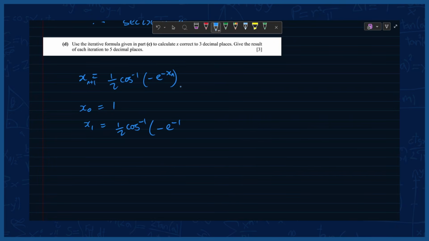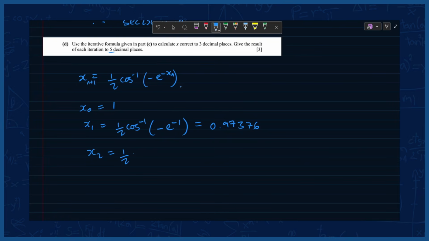to the negative 1. Okay, so let's punch this into the calculator. This is 1 over 2 arc cos of negative e to the negative 1, and that gives us 0.9737. They want each iteration to 5 dp. So 9737, I need one more decimal place, 6. Okay, and then let's go on to x2.